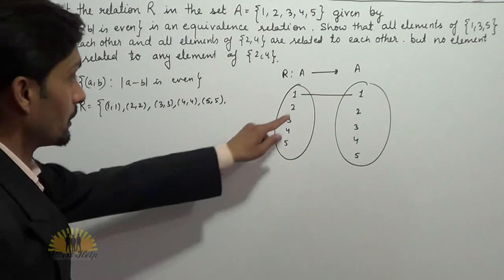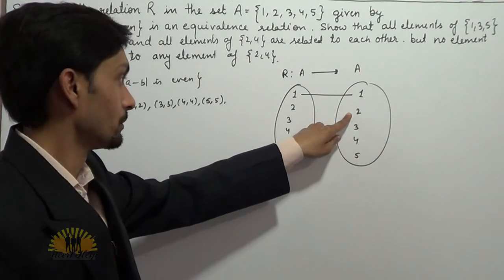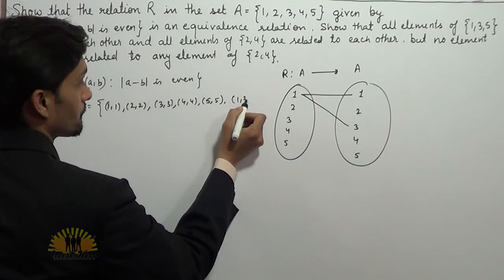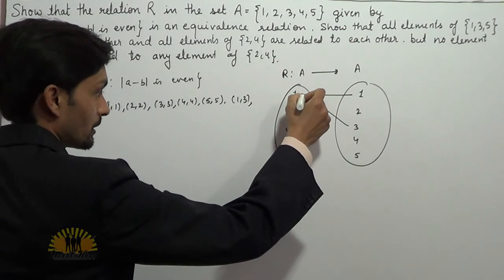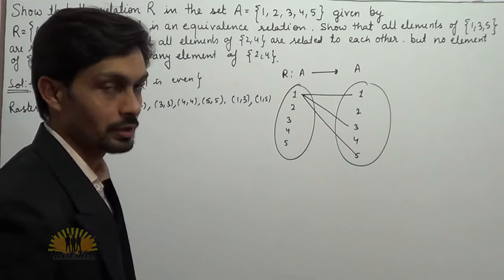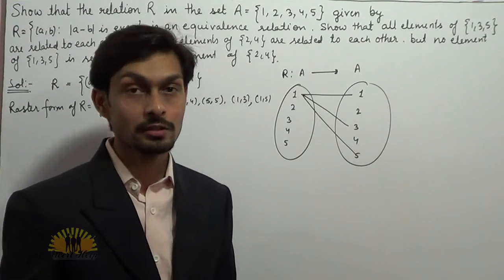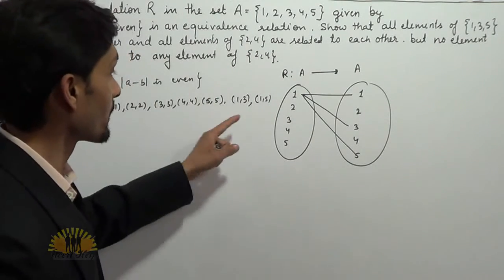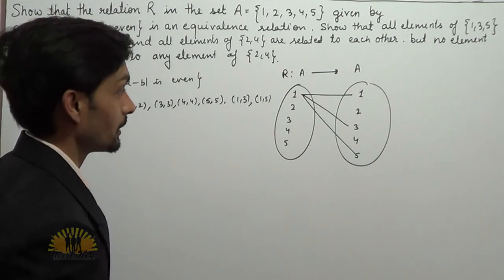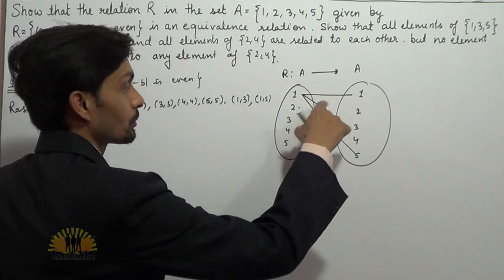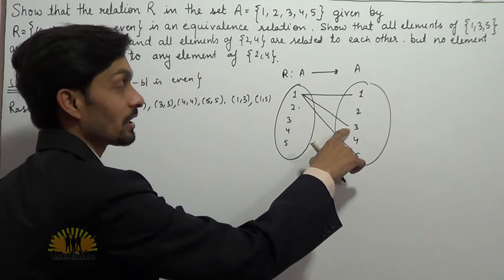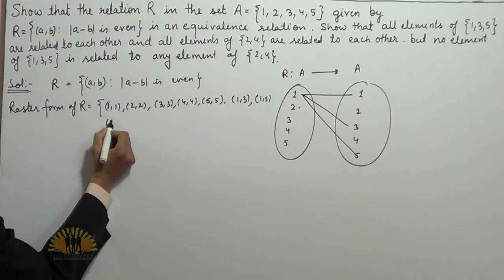Now, is the difference of 1, 2 even? No. So, 1 will be related to 3, and then 1 is related to 5. Because 1 minus 4 is minus 3 and its magnitude is 3, which is an odd number. So, the ordered pairs will be (1, 1), (1, 3), (1, 5). And (2, 2), (3, 3), (4, 4) are already taken. For 2, (2, 1) will not be in the relation, its difference is odd. (2, 3) will not be in the relation, its difference is odd. So, the next pair will be (2, 4).